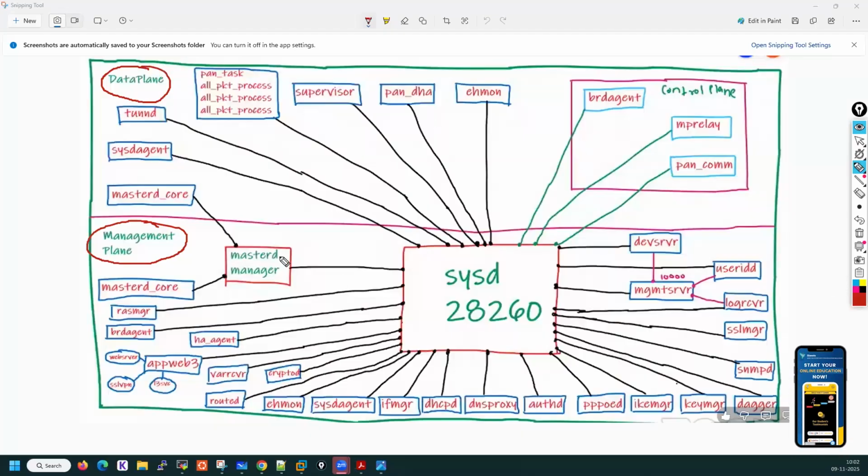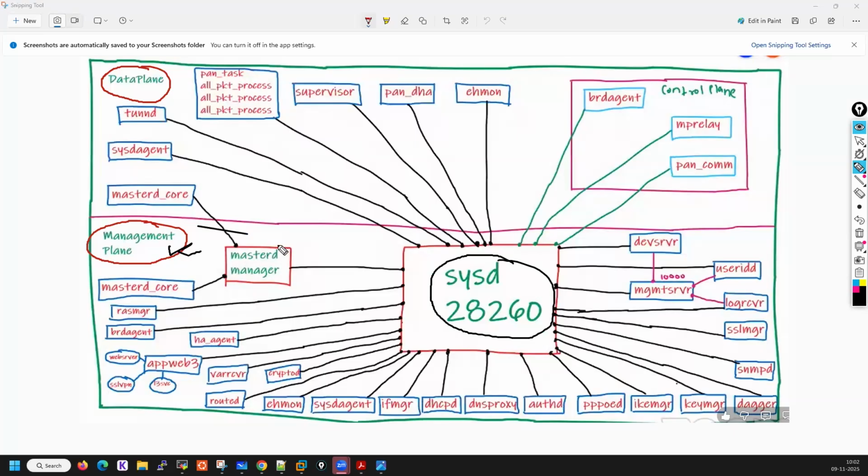Okay. Now in this management plane, if you will see here, this is my management plane. Your system daemon, your master D manager, one core of master D manager is running in the management plane. Your REST manager, VRD agent, HA agent, FBEP3, where receiver, crypto D, EHMON, route D for routing related tasks, right? SysD agent, F manager for interface related tasks, DSCPD, DNS proxy, auth D for your authentication related tasks, right?